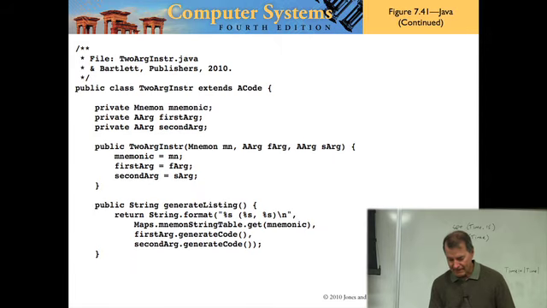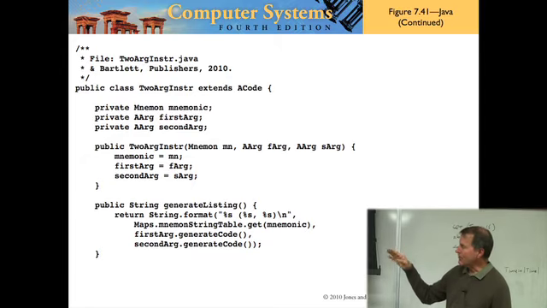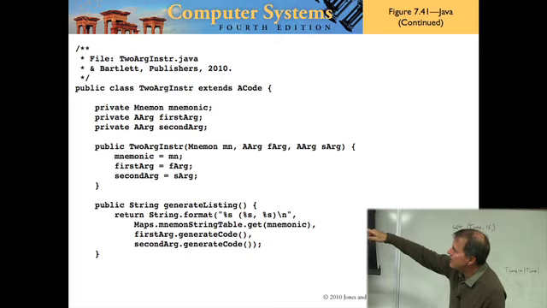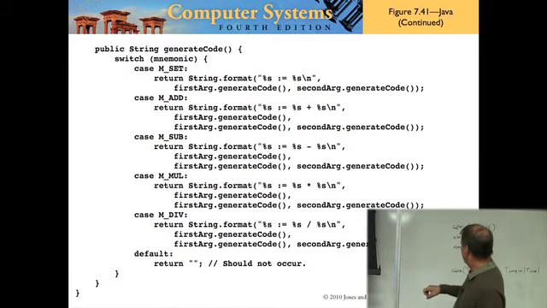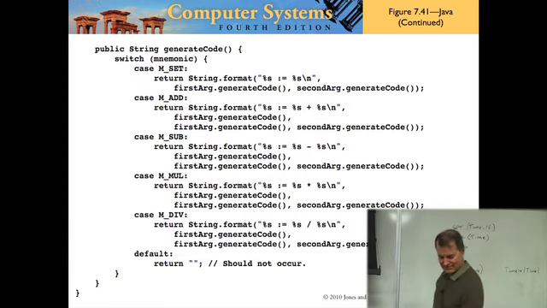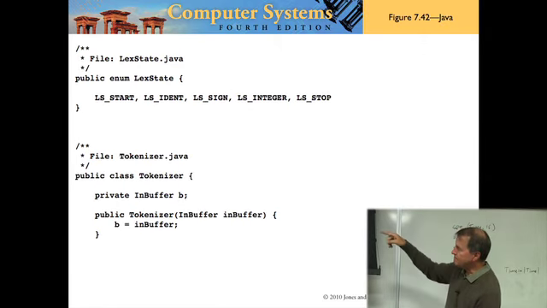More cases. I think you can get that out. Are you with me? Look at the generate code. See how the m add is s plus blah blah blah, and now that we have a first arg generate code and a second arg generate code. So if you said add time 50, that would be time gets time plus 50. Are we good? And now here's the lexical state.